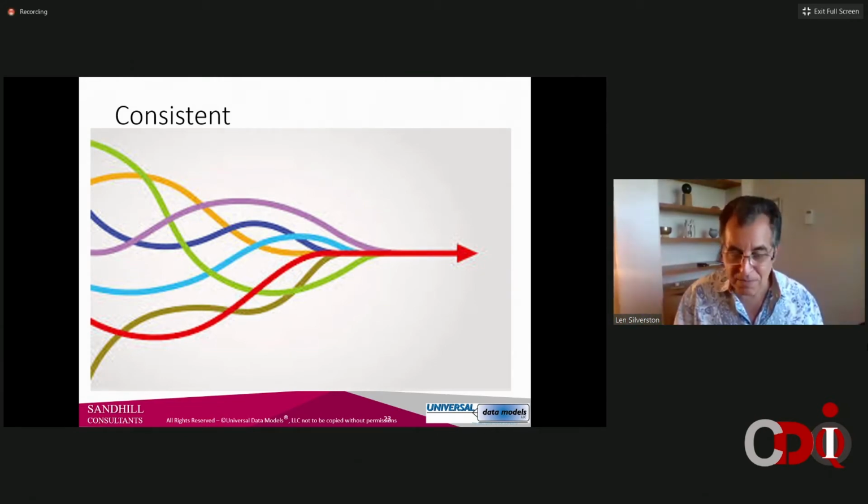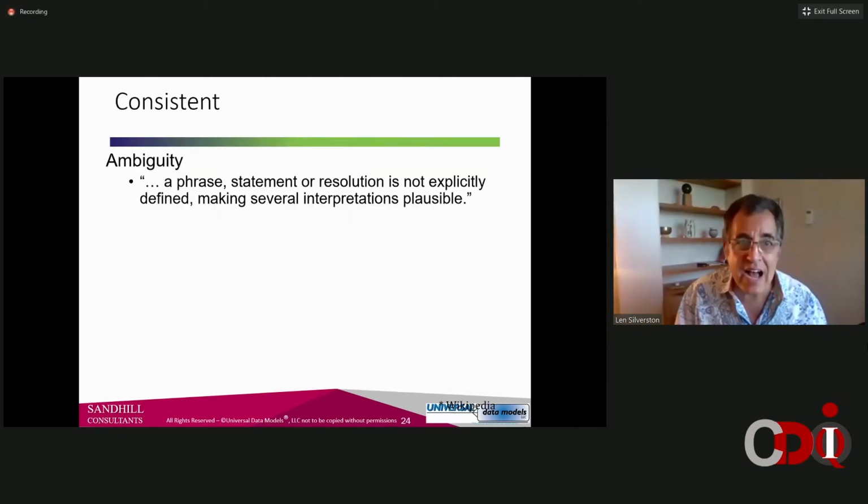So a lot of this has to do with human behavior, understanding motivations, understanding trust. The essence of what I talked about yesterday was motivation and trust. And then there's also communication and how to work out conflicts. But how do we create consistent and non-ambiguous? Ambiguity is a big issue in terms of the language that we use. Ambiguity is a phrase, statement, or resolution not explicitly defined, making several interpretations plausible.